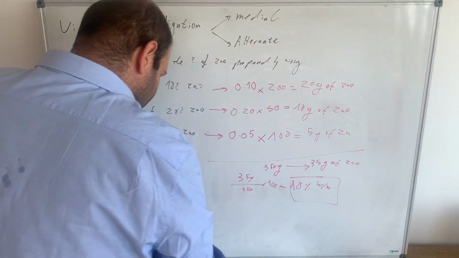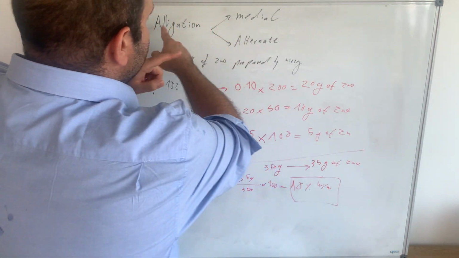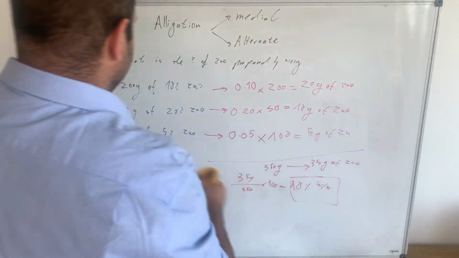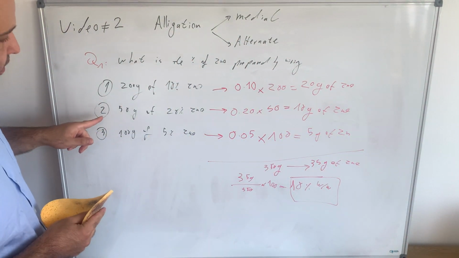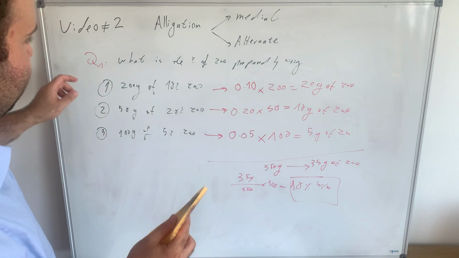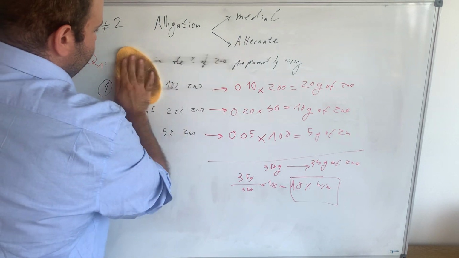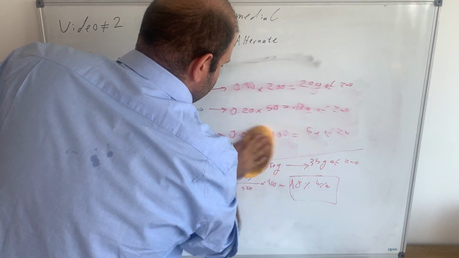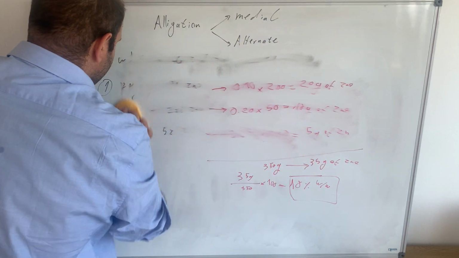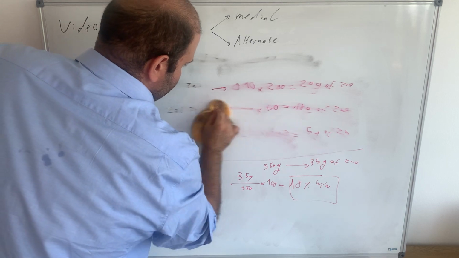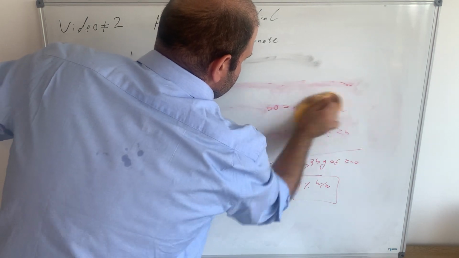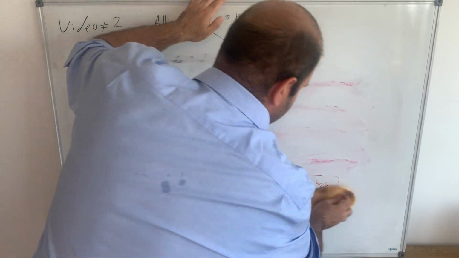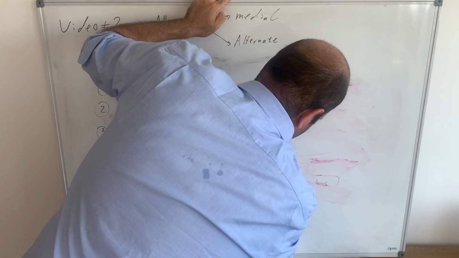Let's go to the second question, using the alligation method to calculate the problem. So, if you have noted it, I'm going to clean the board. I try to do it as cleanly as possible so we have no problem.